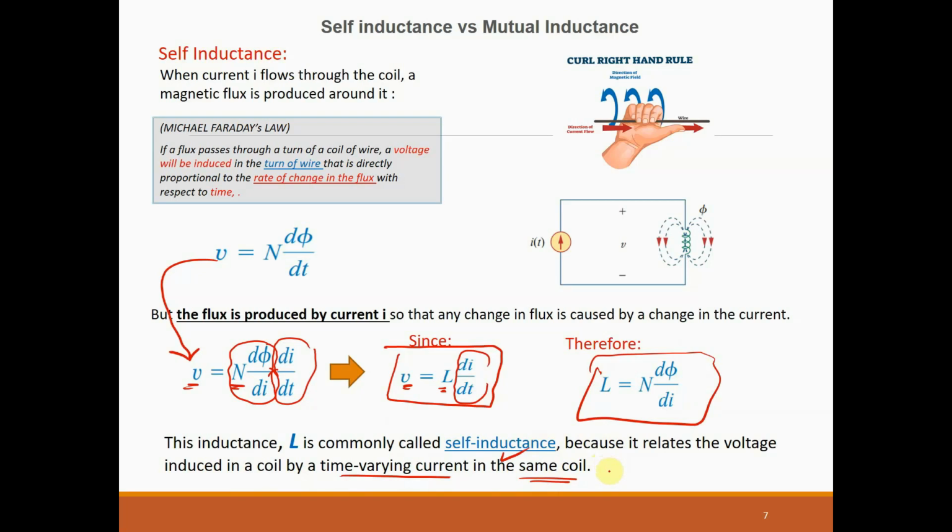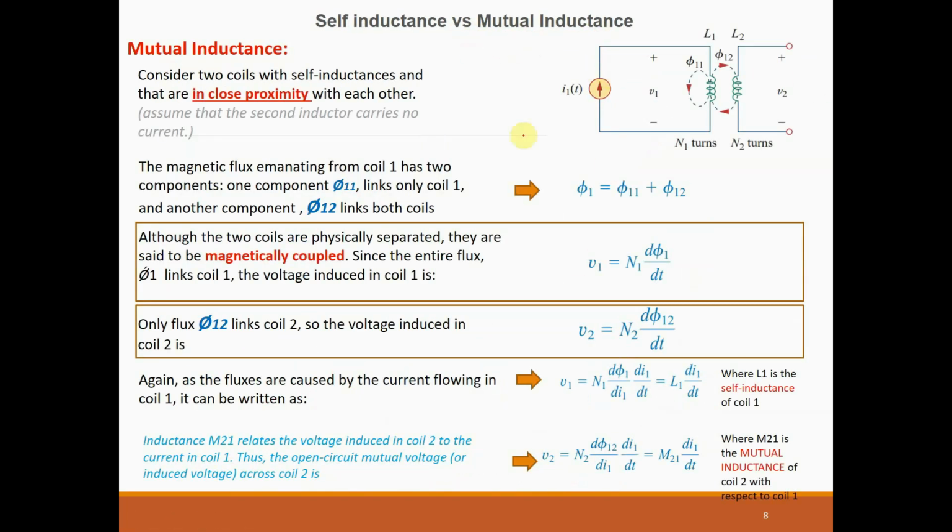Okay? What about mutual inductance? Now consider two coils with self-inductances that are in close proximity. Take note of this, it's close proximity with each other. So we have a current source. We have this current. We have magnetic flux in this direction, right? On the positive cycle, and then the negative cycle, it is changing, right?